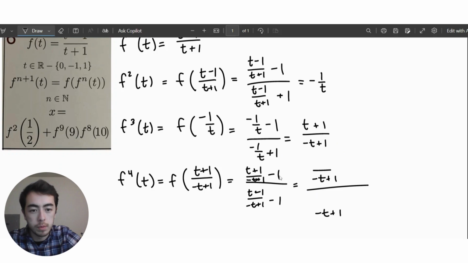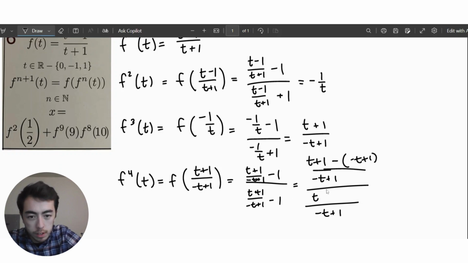Then this becomes a negative t plus 1 over negative t plus 1. So t plus 1 minus negative t plus 1 on the top. And then t, that's a plus right here, right? Yeah. T plus 1 minus a negative t plus 1 on the bottom. Nope. That's supposed to be a plus sign right here. Glad I caught that one.